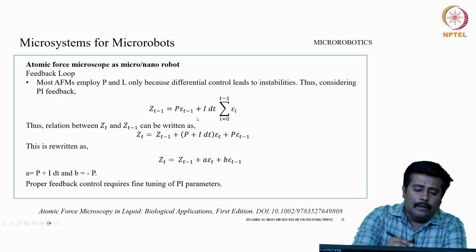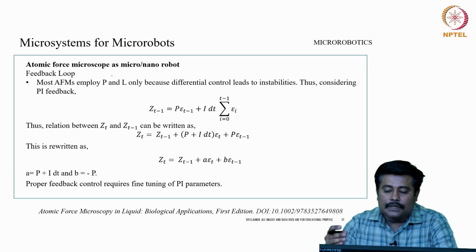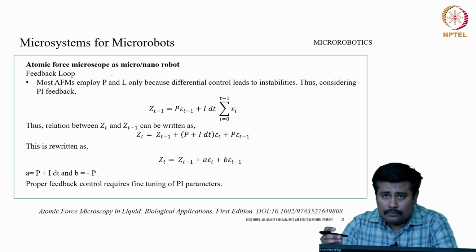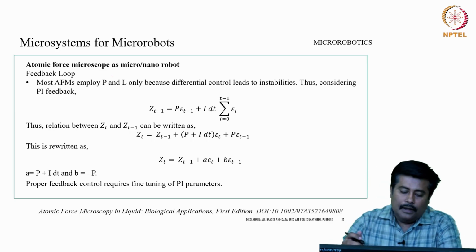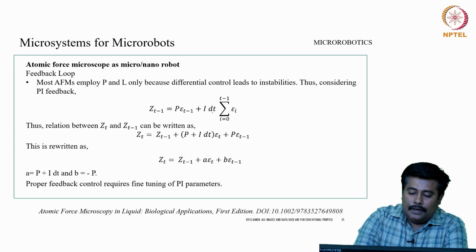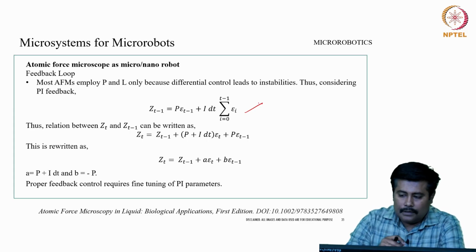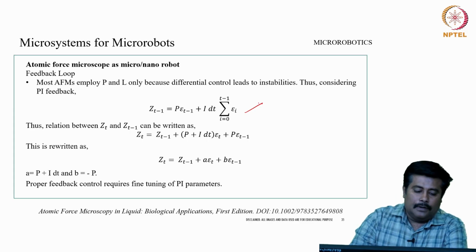Most AFMs employ P and I only, because the derivative control leads to instabilities, thus considering a proportional integral feedback. So, ideally it is represented as Z t minus 1, which is P epsilon t minus 1 plus I dt, sum from I equals 0 to t minus 1 of epsilon I. This is considered to be a PI feedback.